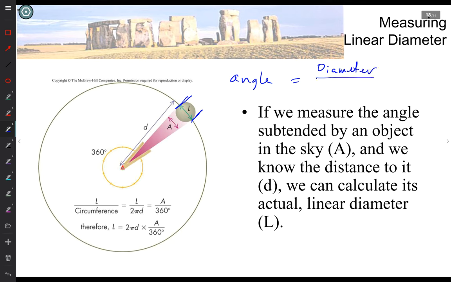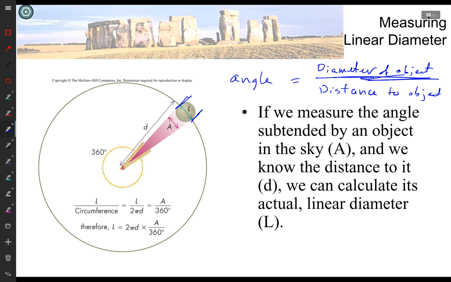divided by diameter of object divided by, instead of radius, I'm going to put distance to object. This is actually a mathematical definition of what angle is. But that equation is in the natural units of angle.